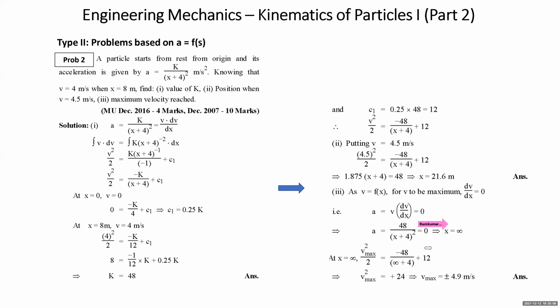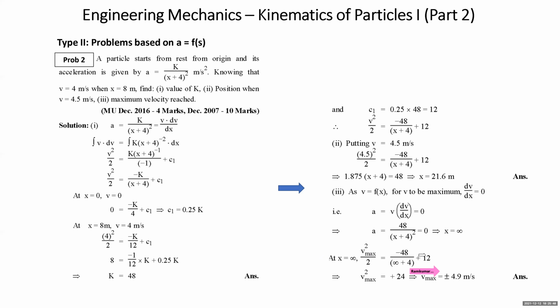So in this type of problems, which are more or less mathematical problems, if you come across an odd value like this, see x is infinite. So I'll not say that it's not valid or something like this. If x is infinite, I'll find the maximum velocity at x equal to infinite only. x is equal to infinite, Vmax square by 2 is equal to minus 48 upon infinity plus 4, plus 12. With this, if in the denominator you have infinity, then this term vanishes. Then we are left with what? Vmax square by 2 is equal to 12, or Vmax square is plus 24, which gets you the value of Vmax as plus minus 4.9 meter per second.